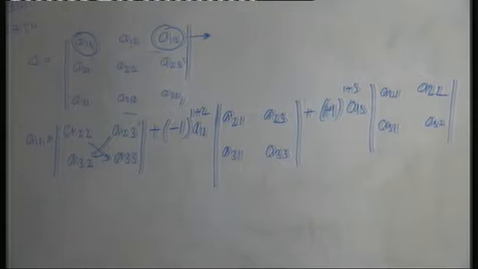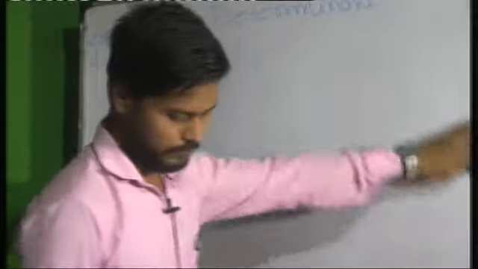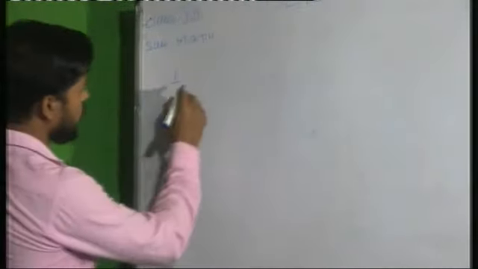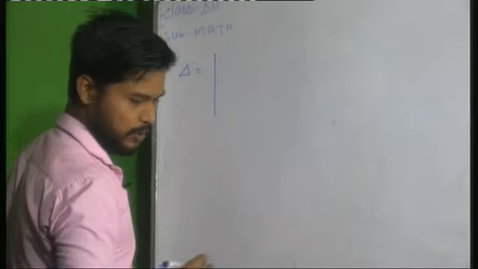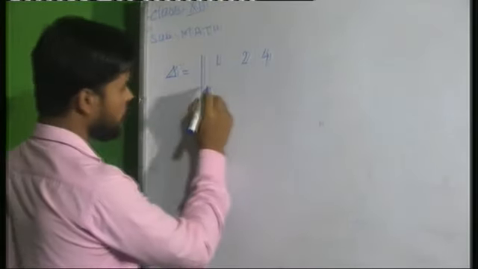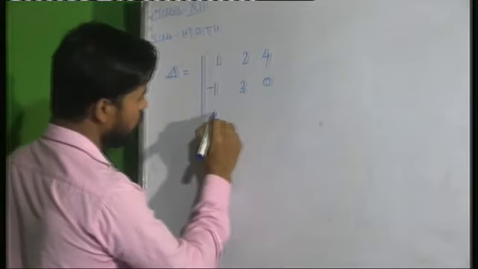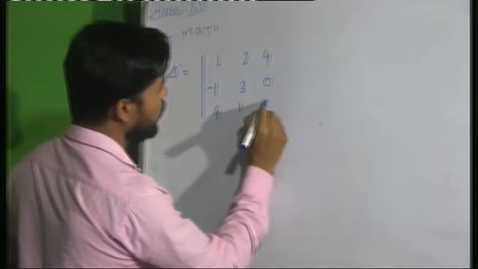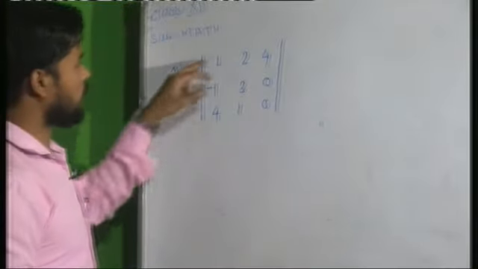I am giving an example. Let us choose an example. Suppose delta equals determinant of 1, 2, 4, minus 1, 3, 0, 4, 1, 0, and we'll expand this determinant along the first row.